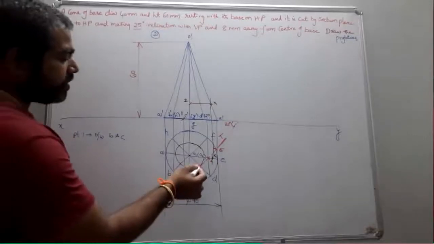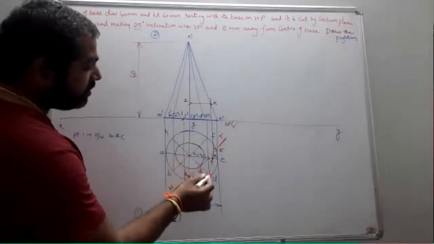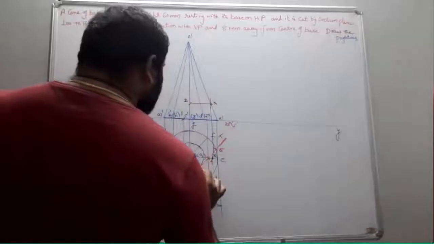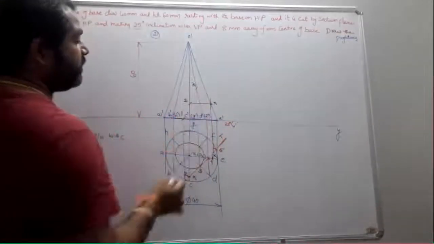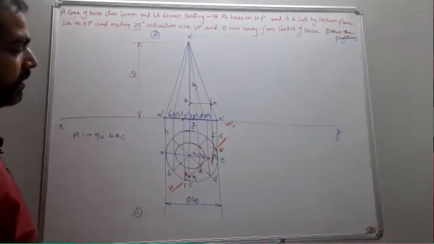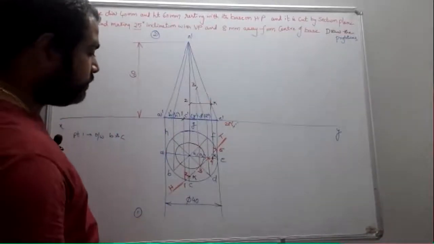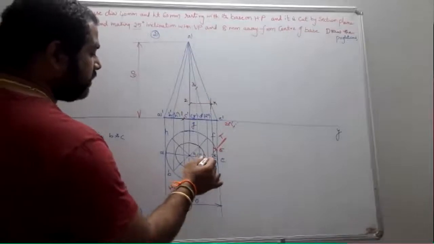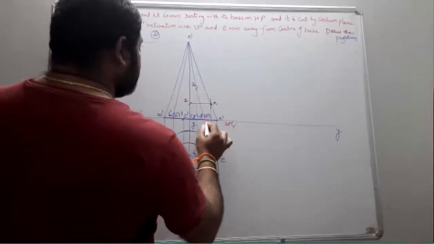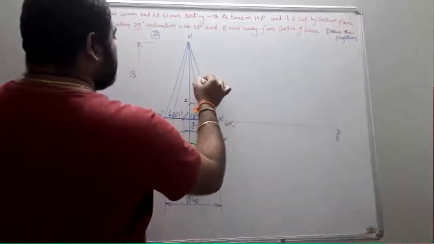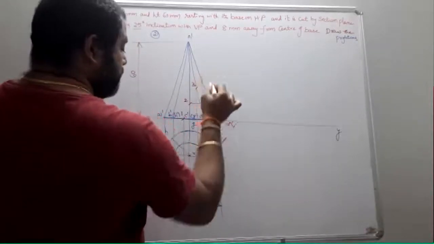Next, there is no problem for point 3. Point 3 is in between OE, so directly if you just project this point 3, you will obtain it here. This is point 3. Next, point 4 is on OE. If you project this, you will obtain point 4.